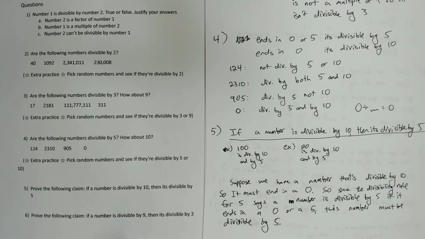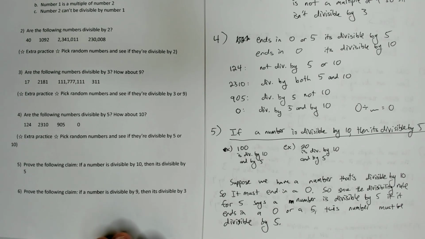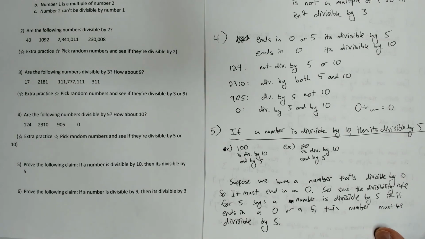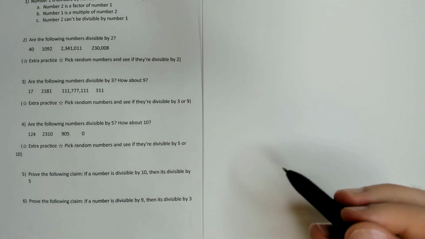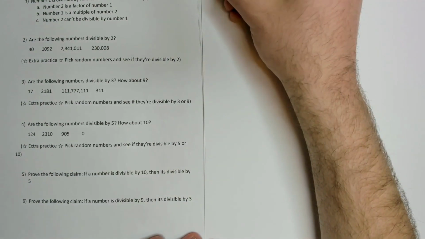And let's move on to number 6, which is going to be somewhat similar. So if you're a little bit confused now, hopefully number 6 will clarify it for you. All right, so number 6 says, prove the following claim. If a number is divisible by 9, then it's divisible by 3. All right, so this has a very similar flavor to number 5.